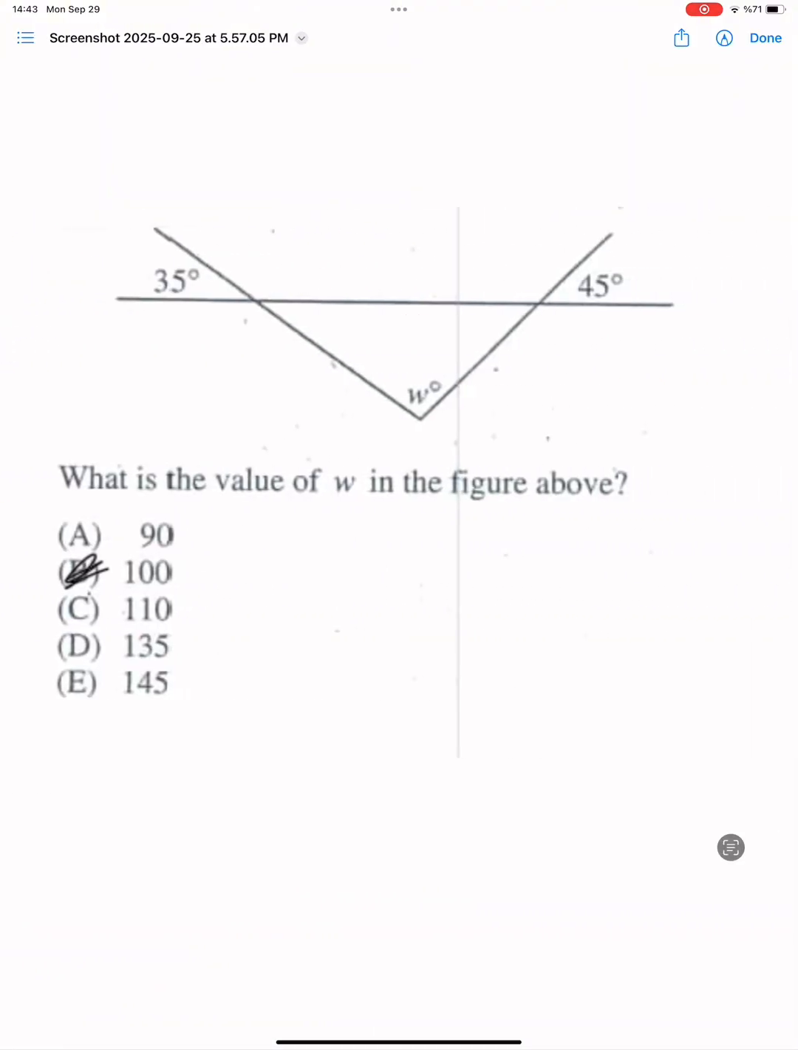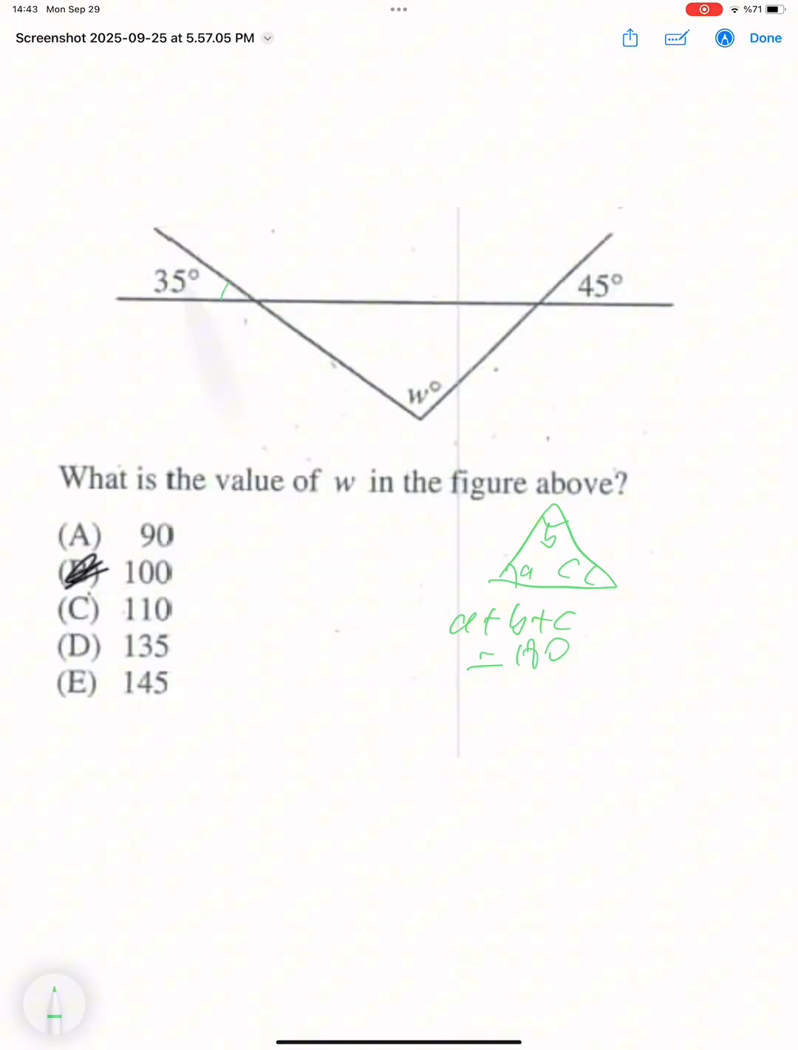What is the value of W in the figure? So it's again a triangle A, B, C. A plus B plus C is 180 degrees. So I know that if this is 35, this is going to be 35 as well, and if this is 45, this is going to be 45. So 35 plus 45 plus W is going to be 180, and 80 plus W is going to be 180, which makes W 100.